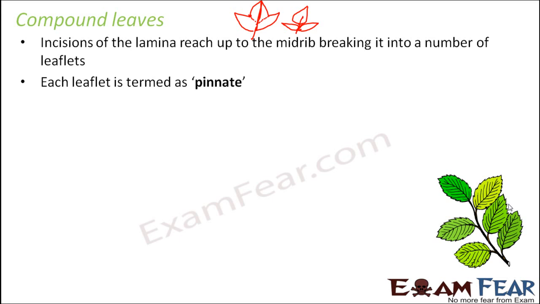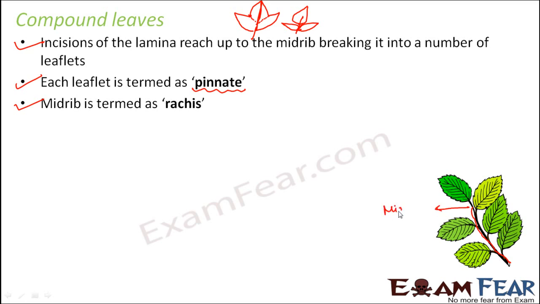Here each leaflet is given a term, which is pinnule. So each leaflet is known as a pinnule. And the midrib is known as the rachis. Which is the midrib here? If you see, this is your midrib now. This midrib becomes what is known as the rachis. And these are the leaflets.